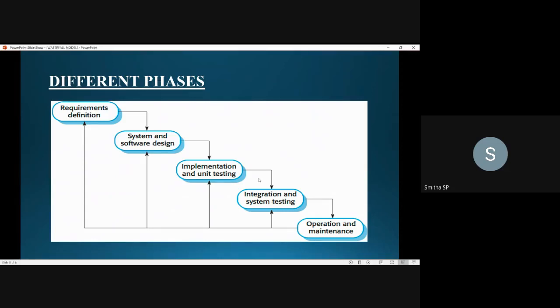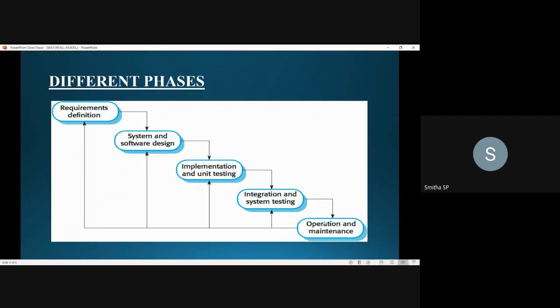Then, once implementation and unit testing is done, we move on to the integration and system testing phase, where the individual program units or programs are integrated and tested as a complete system to ensure that the software requirements have been met, that is, the customer requirements have been satisfied. After testing the software system, it is delivered to the customer. That is, the system is deployed into the customer environment. So the operation and maintenance phase begins.